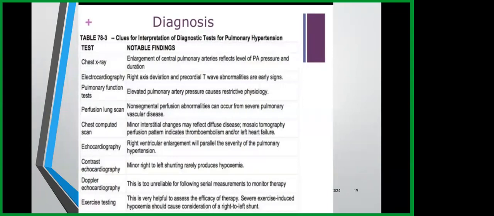Okay, one thing you may be able to see on chest X-ray is enlargement of the central pulmonary artery. Though it's not usually clear on X-ray, but it's possible. On ECG, it's important to look for features of right heart strain.